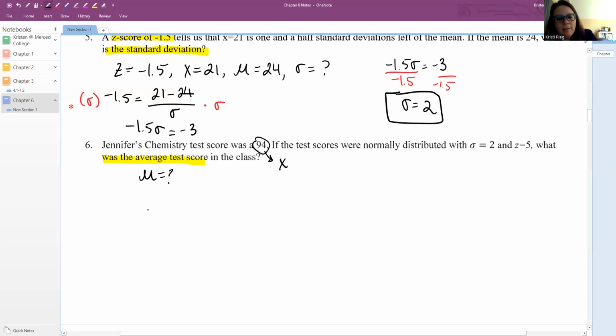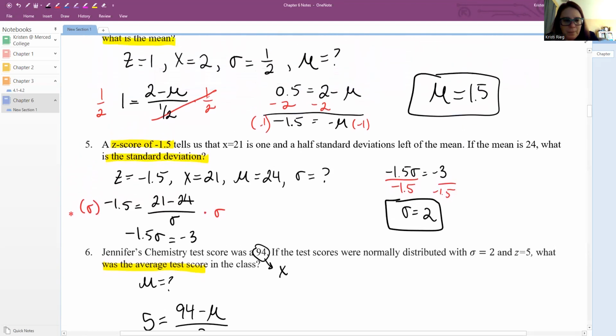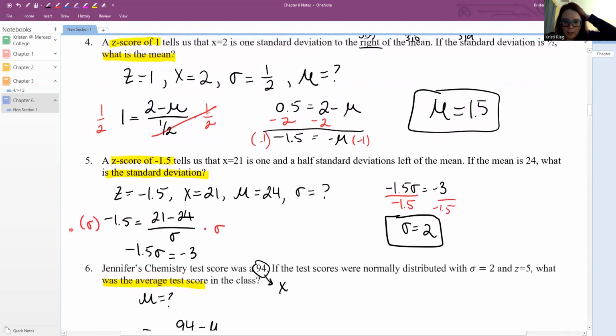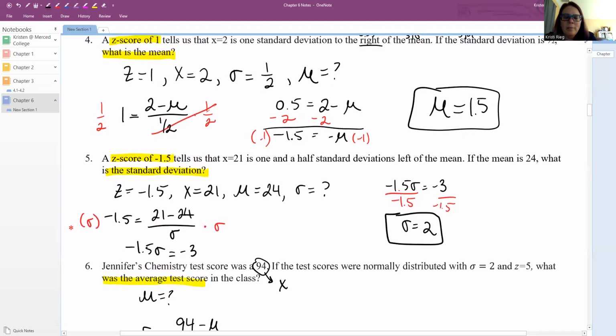So I have z, which is 5, equals 94 minus mu, x minus mu, all over sigma. Nope, I know what sigma is. Sigma is 2. All right, so then I multiply. So this is like problem 4, because there are 3 unknowns here. I guess there could be 4 because there could be x, but I consider x and mu kind of the same because they're both on top. That's one problem, like number 4.